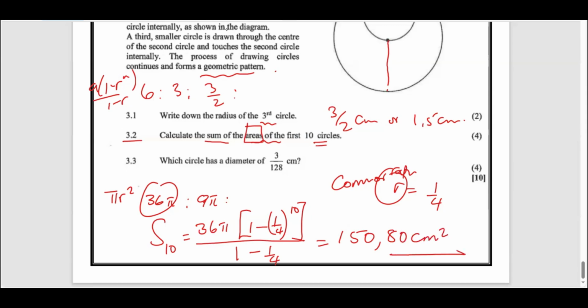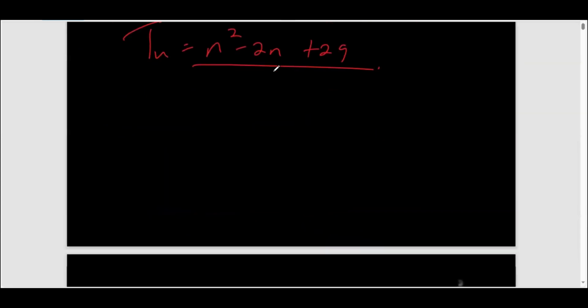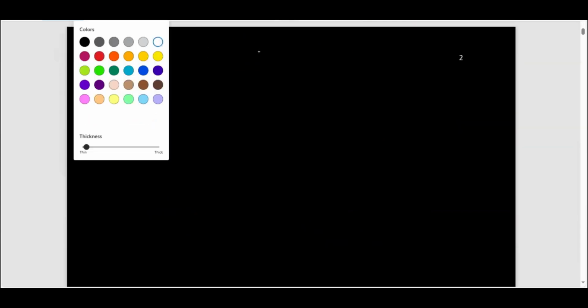All right, then 3.3, which circle has a diameter of 3 over 128. Now the question was talking about radius. Now they're switching into diameter. It's okay, no problem. Diameter is the total distance across the circle. Radius is the half of the circle. So radius is going to be 3 over 128, and I'm going to divide that by 2.